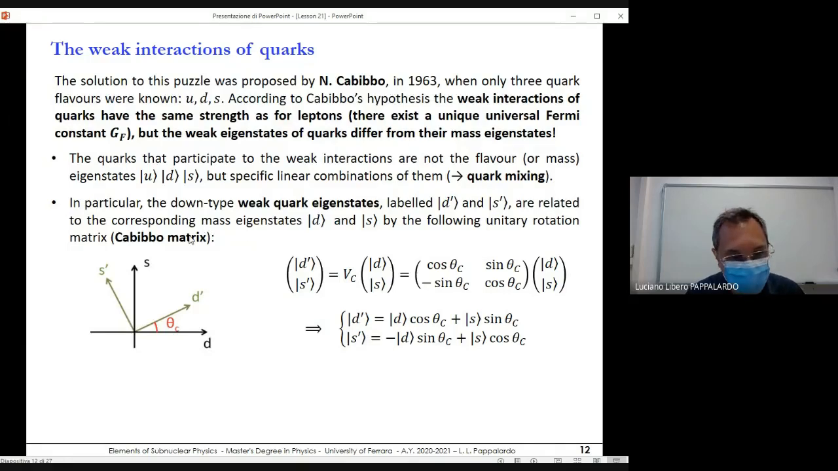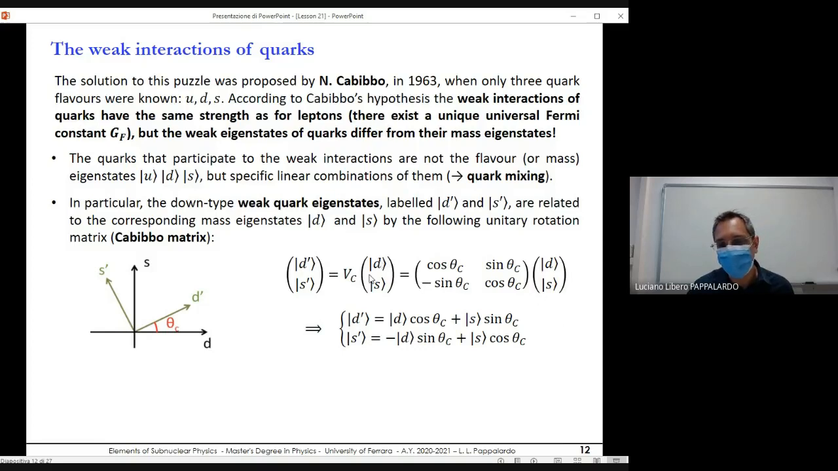Let's look at this in more detail. In particular, the down-type weak quark eigenstates that we now call d prime and s prime are the ones that participate in the weak interaction. They do not coincide with the flavor states d and s, but can be obtained as a combination through a specific rotation matrix. So they are essentially rotated eigenstates with respect to the flavor eigenstates. This rotation matrix, provided here, is a 2x2 rotation matrix, which depends on only one single parameter, this angle that is known as the Cabibbo angle.